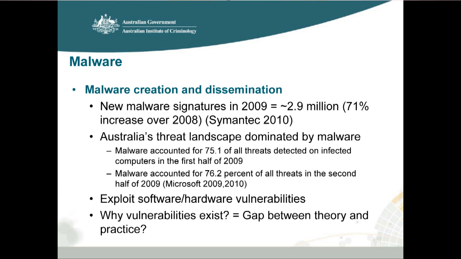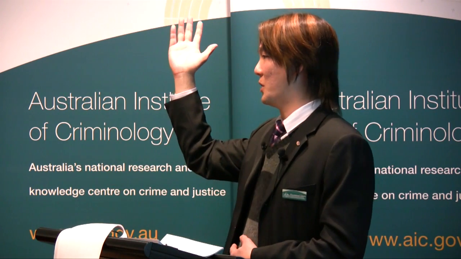So you may ask, how does malware get onto our computer? Because there's vulnerabilities in the software and the hardware that we use. I'm not sure how many of us actually update our antivirus signature regularly, like once a week, once a month, or never. Who actually updates your antivirus signature once a week? Oh, good. Once a month? Never? Okay. Yes.